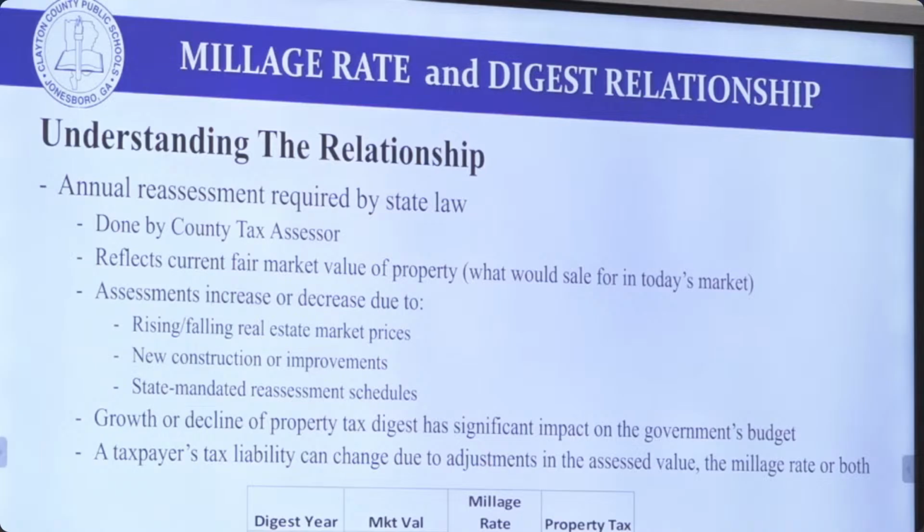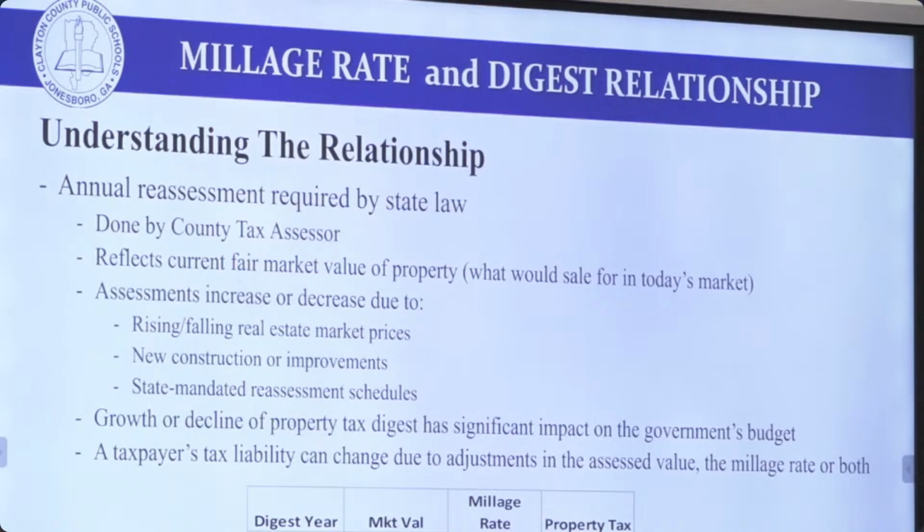You can have a growth or decline of the property tax digest, and that has a significant impact on the government's budget. The taxpayer's liability can change due to adjustments in the assessed value, the millage rate, or both. In our case, it's changing because of the increase in assessed values, because we're proposing to keep the millage rate at 19.6 mils, which is what it has been for the last 2 years, when the board reduced it to 20 mils a couple of years ago. I think it was in 2023.